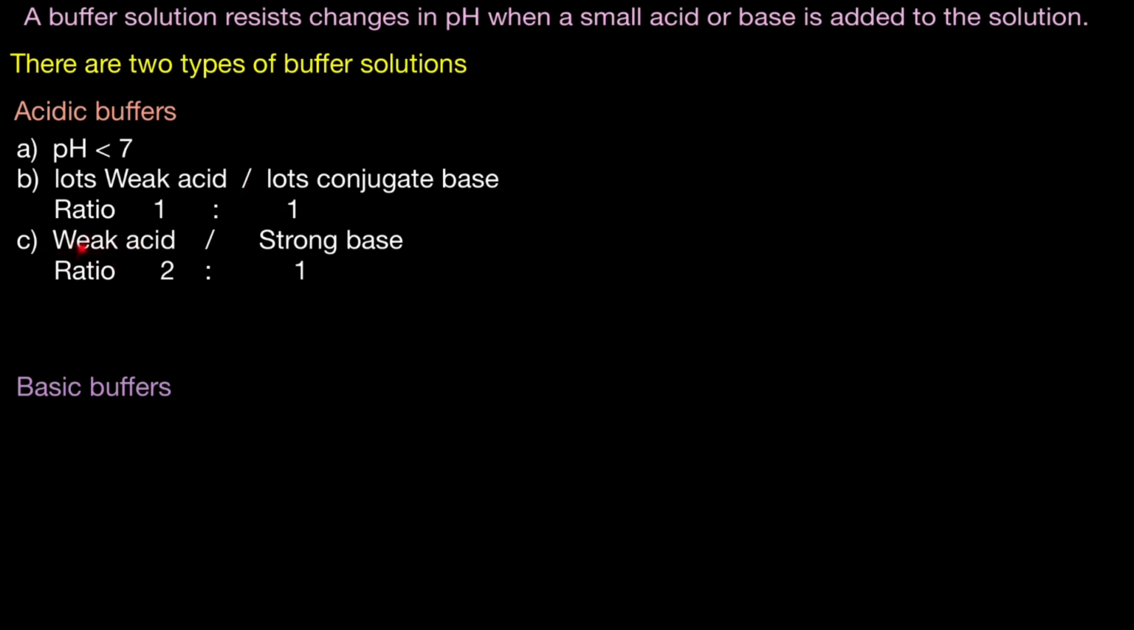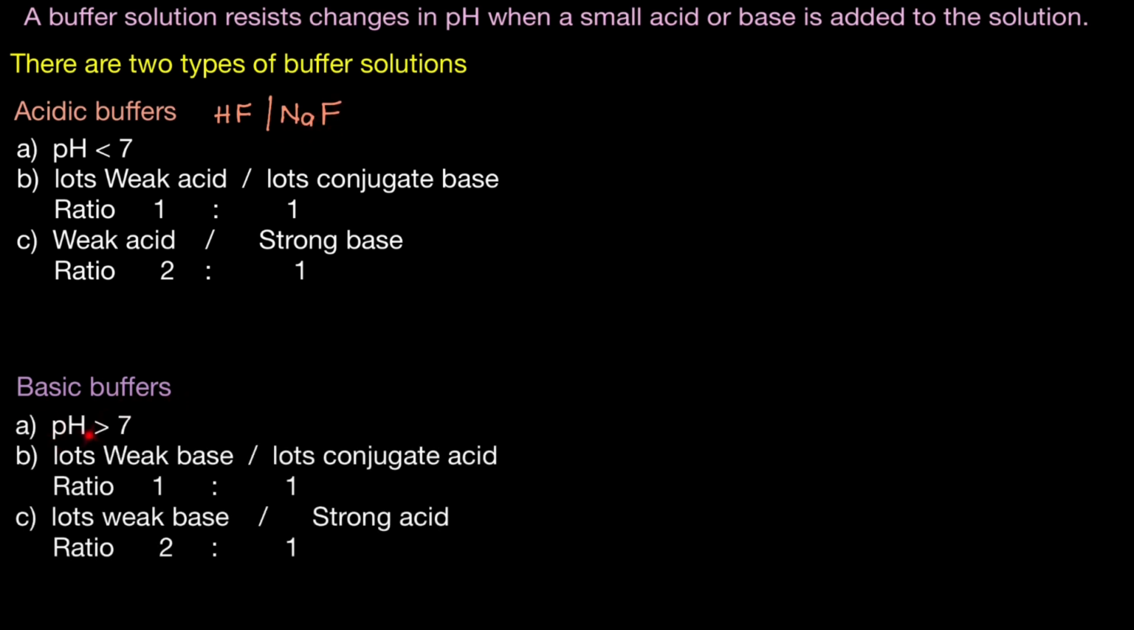We could use a weak acid and a strong base, but in a ratio of 2:1. An example would be the weak acid HF and its conjugate base F-, but we need a salt of F-, so we use sodium, in this case sodium fluoride.